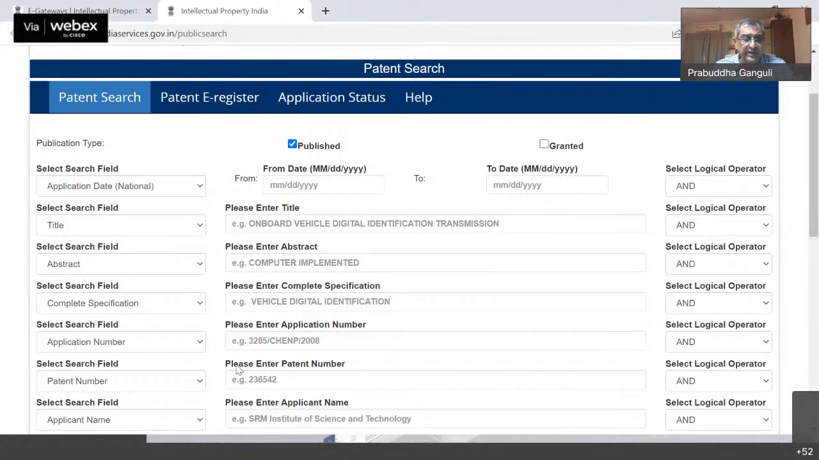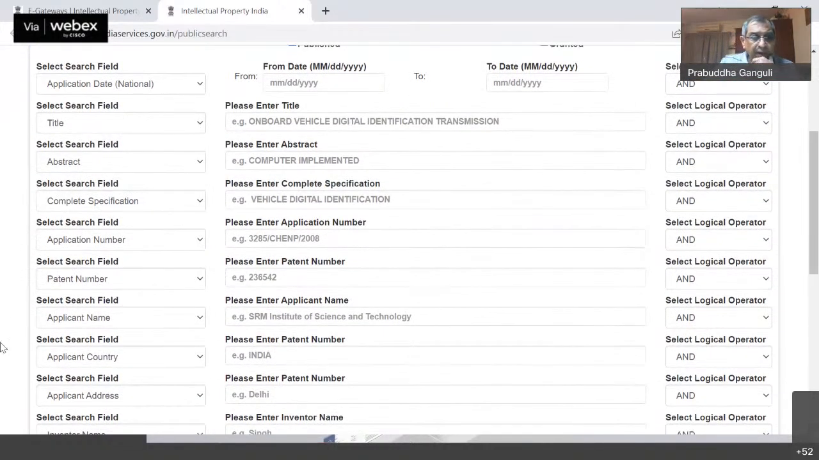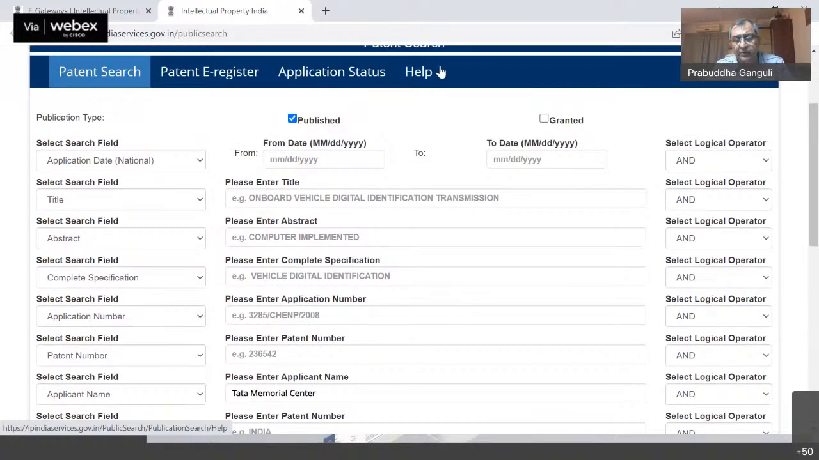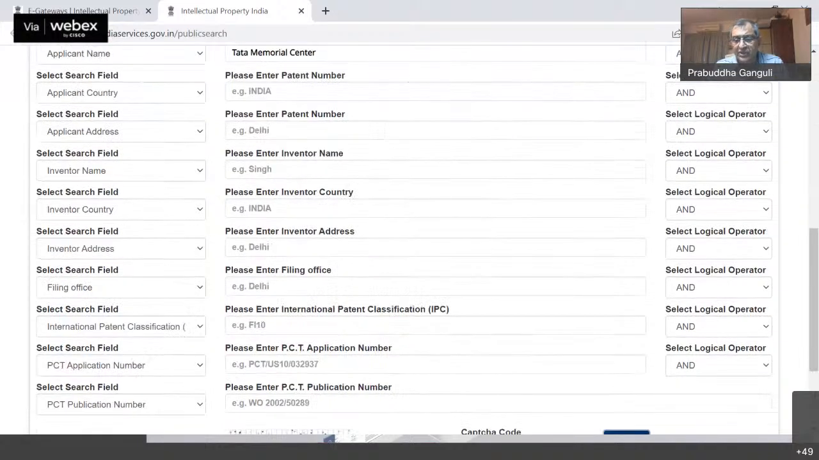So now, suppose I wanted to find out, just for argument's purpose, applicant address, applicant country, applicant name. Suppose in the applicant name, I put here Tata Memorial Center. And I want to see, does Tata Memorial Center have any granted patent? So I click it here. I'm doing a search in the Indian database.